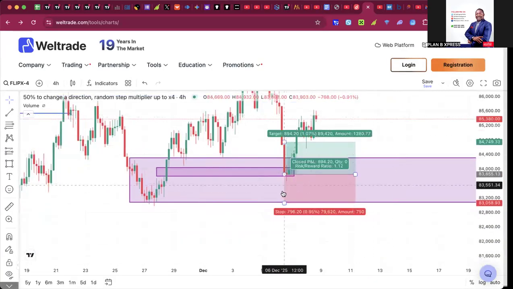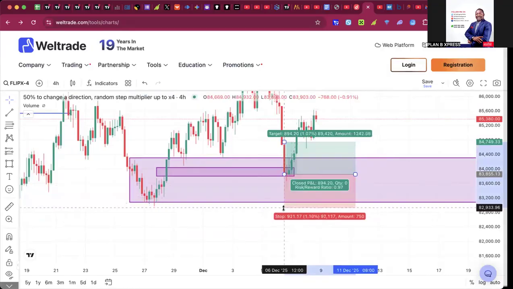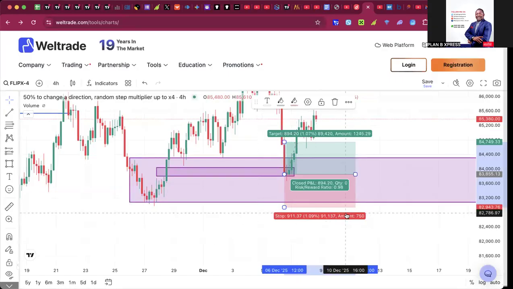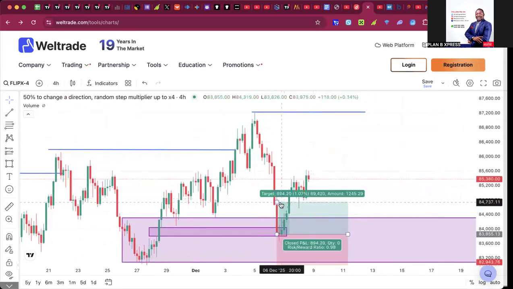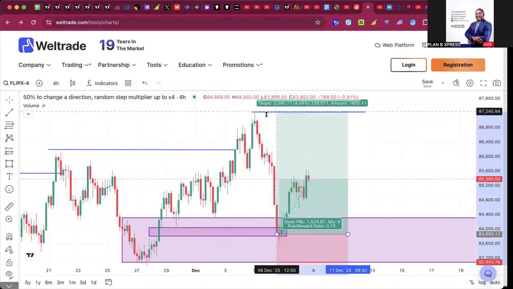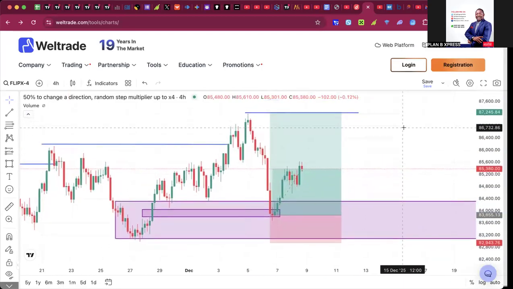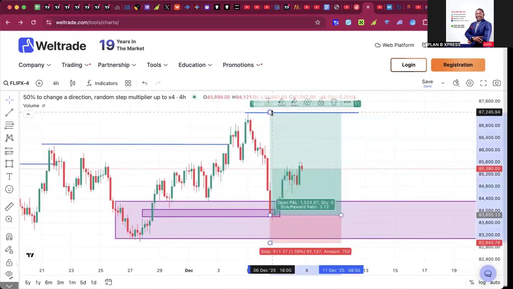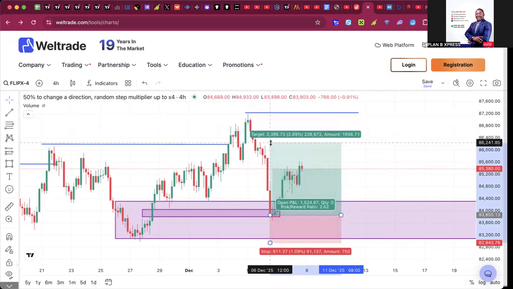Now, some people want to be more conservative and take it to this low. All right, so like I was saying, here you have this, and of course, you target the external liquidity. So this is a draw on liquidity, and that's where you are targeting, maybe as your first take profit. But sometimes our rule, remember, is 1:2 risk reward. So if you are targeting 1:2 risk reward, it could be somewhere here.